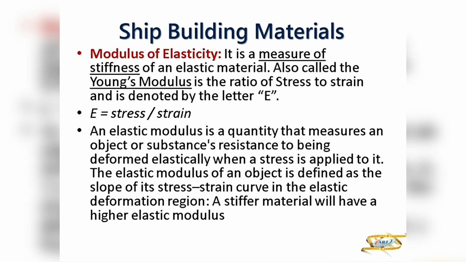So the measure of stiffness of elastic material is also known as Young's modulus, which is the ratio of stress to strain. It is denoted by the letter E. That's a constant. It's a measure of stiffness of elastic material. It is a quantity that measures the object or substance's resistance to being deformed elastically when you're applying stress to it. It can also be defined as the slope of the stress strain curve in the elastic deformation area.